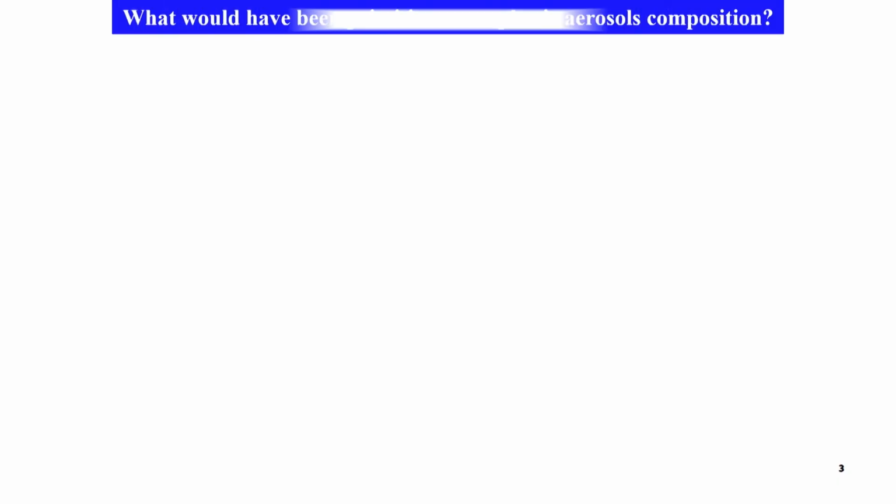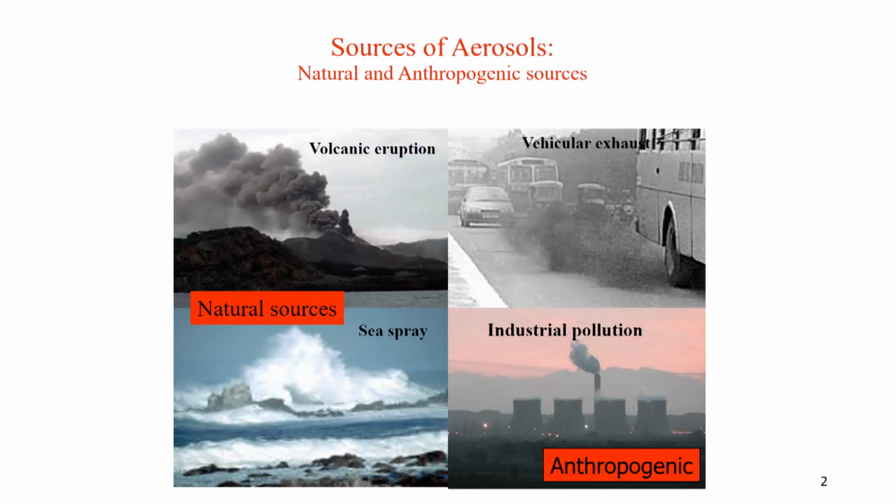Now, one thing that should come to your mind is, what would have been the primitive atmospheric aerosol composition? This is very important. In order to answer this question, you have to understand how these aerosols are formed, or what their sources are. So, this is very important. In this previous slide we will discuss this one.